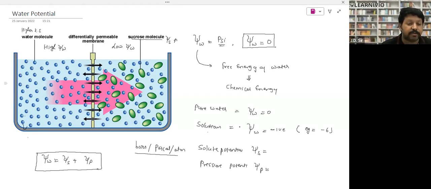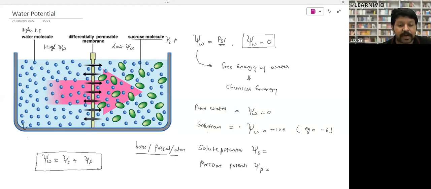Now there is a differently named pair. Here sucrose molecules are present, so the water molecule will have low kinetic energy, meaning low water potential. So in osmosis, water molecules always move from higher water potential to lower water potential. Is that clear? So we represent it with the help of psi, right?